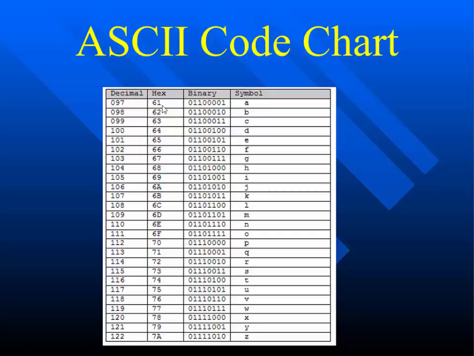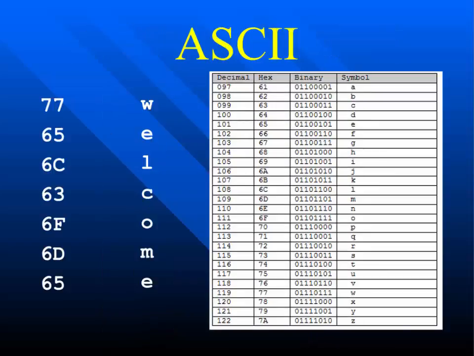But the table is much larger than this. This is just a portion of the table. So if we take the time to translate this, we look at 77 in the hex column, look across the table, and we see that's a W. If you do that with the other hexadecimal numbers here, you'd be able to see the word welcome perhaps in the code. If you look in the file itself, this is what you see: just a bunch of zeros and ones. That's what it would look like.